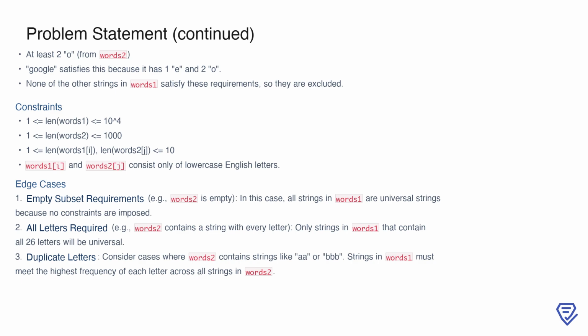Finally, let's briefly discuss some edge cases. If words 2 is empty, then all strings in words 1 are considered universal because there are no constraints to satisfy. On the other hand, if words 2 contains a string with all 26 letters, only strings in words 1 containing every letter will qualify. Additionally, when words 2 has strings with duplicate letters, such as AA or BBB, the universal strings must meet the highest frequency of each letter across all strings in words 2. These scenarios help clarify how the problem can vary based on the input.